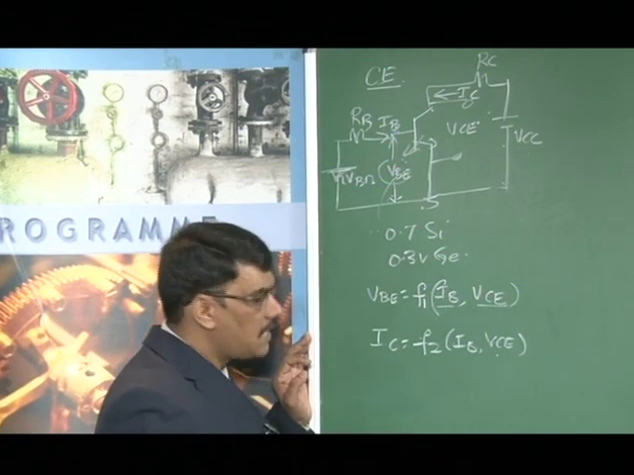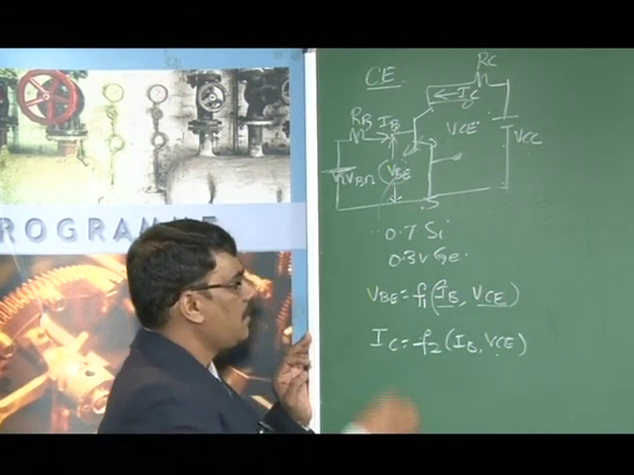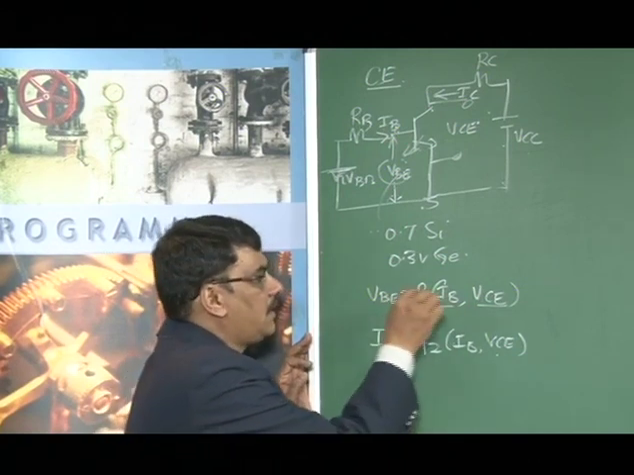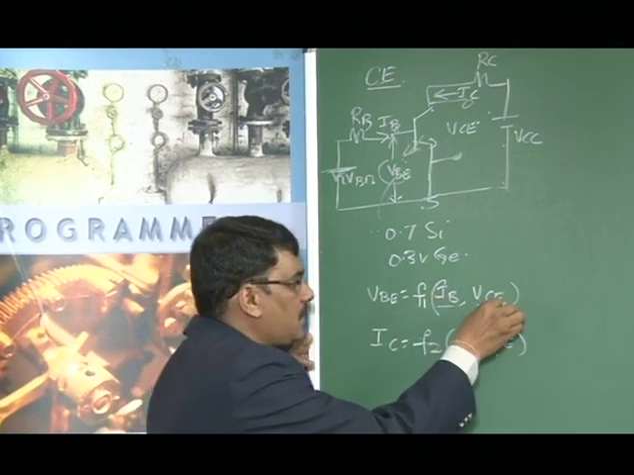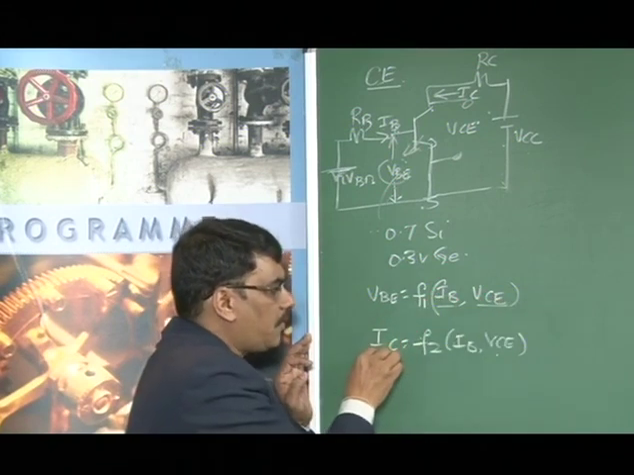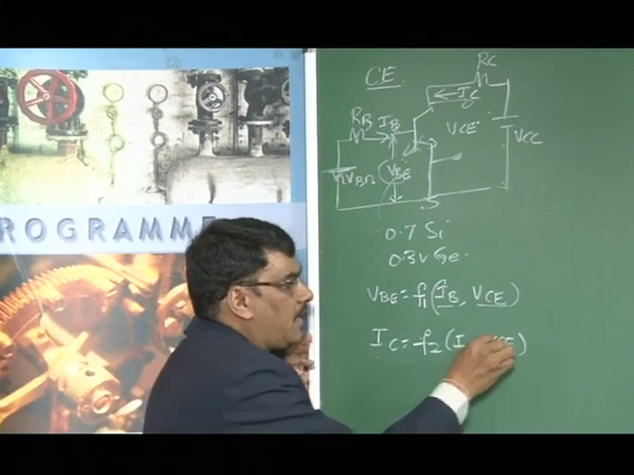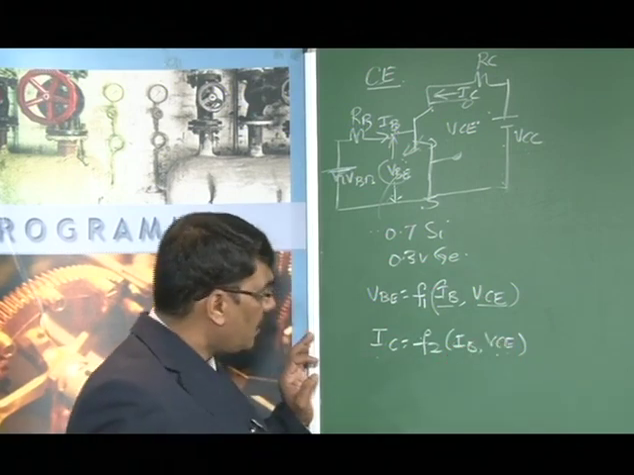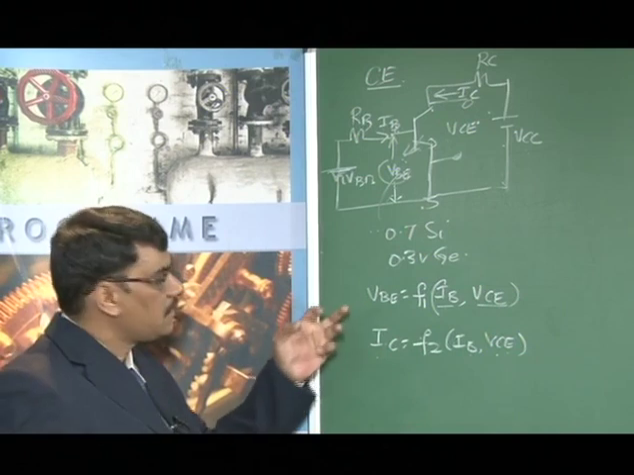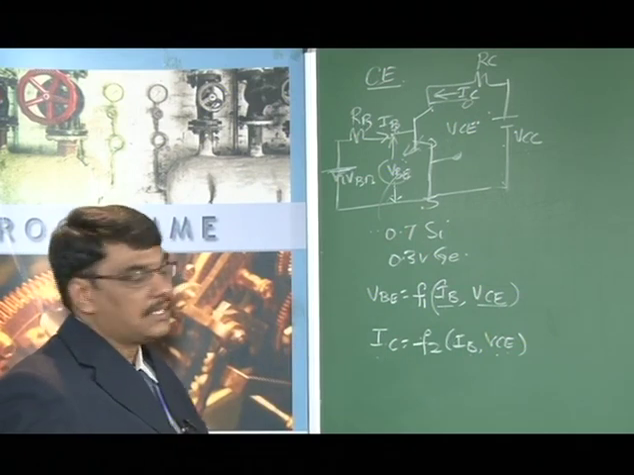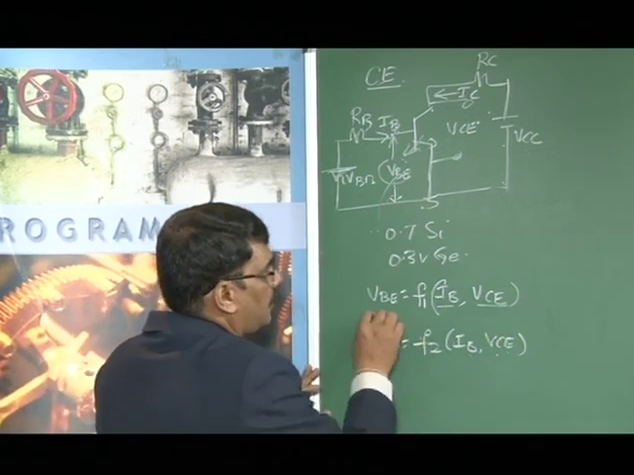In general, we can say that for any configuration, the input voltage is a dependent parameter, a function of input current and output voltage, and the output current is another function of the input voltage, current and output voltage. Using these equations you have to draw the functions. If you vary this, these are the functions.